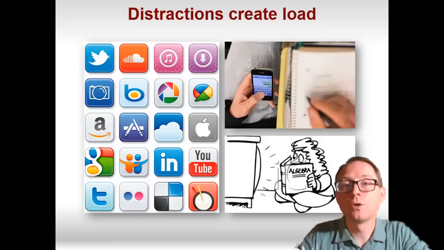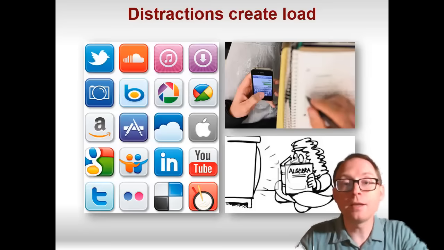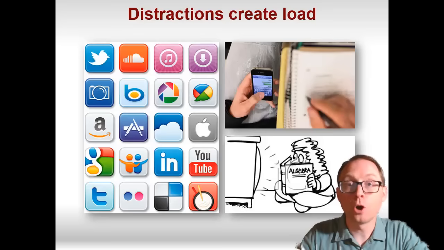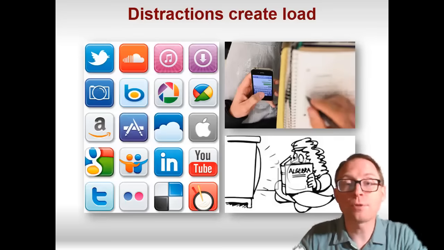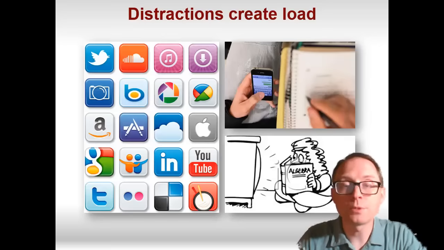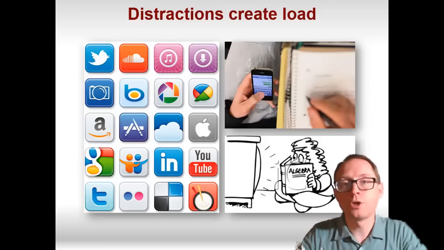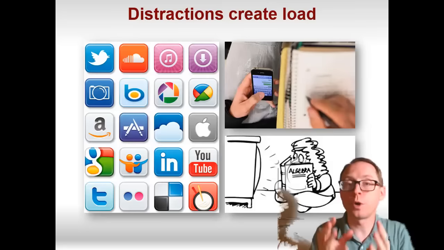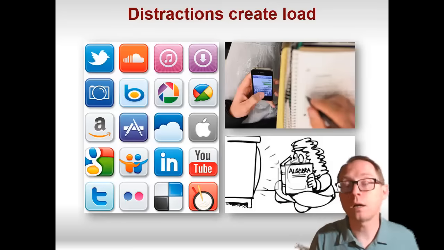What does that mean when you are in class and you're texting? Or you're supposed to be studying, but you're trying to watch Game of Thrones at the same time. If you try and do both at the same time, you're going to overload yourself, right? You will not be able to put the resources where you need them to be. The distractions create load. They cause what we call cognitive load.